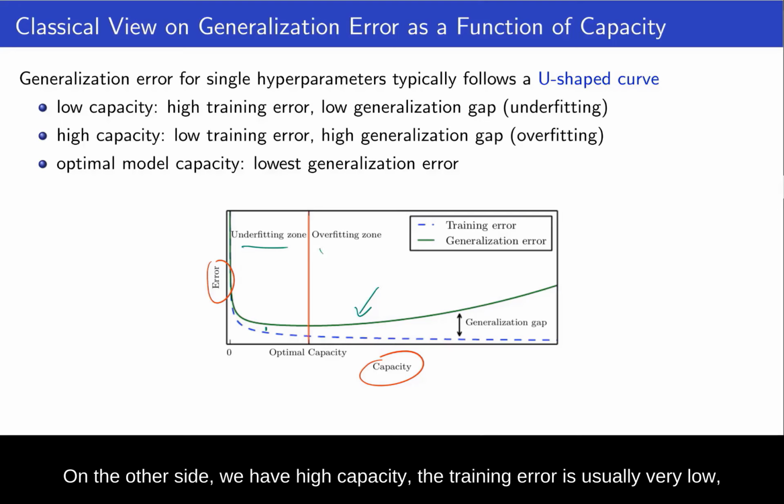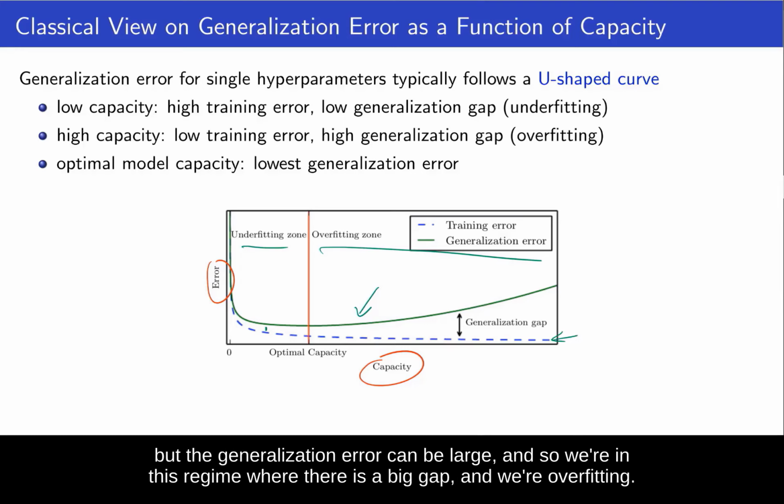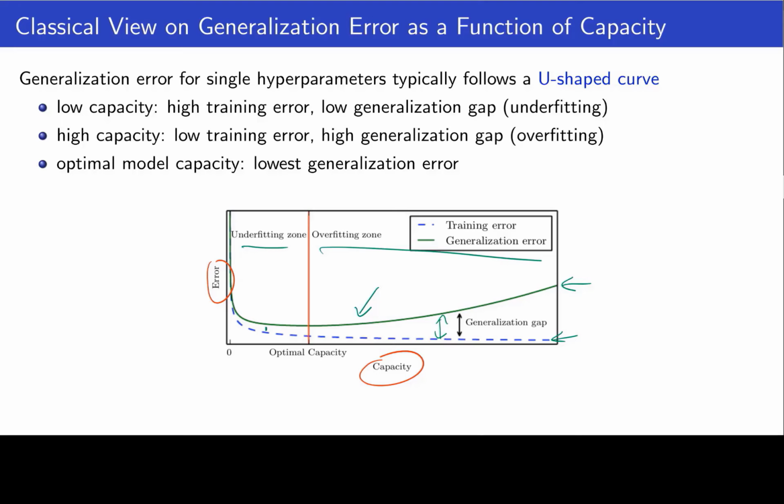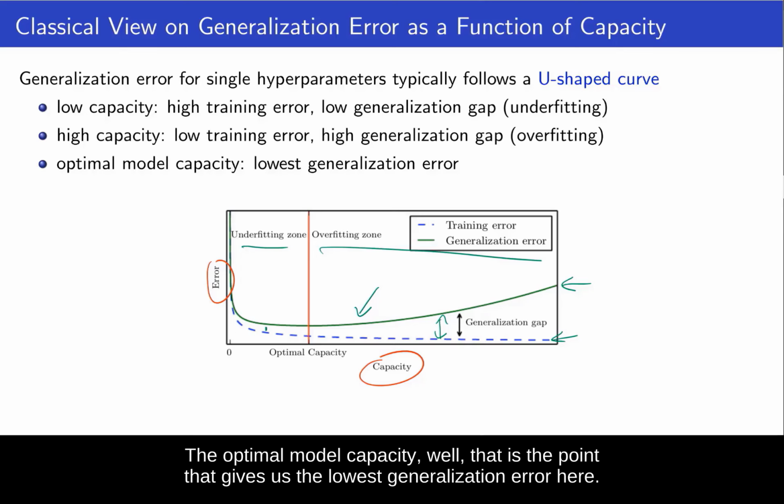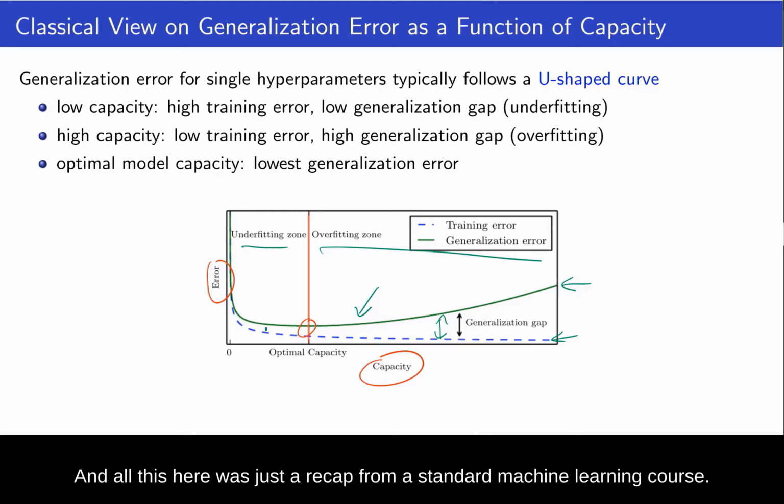On the other side, we have high capacity. The training error is usually very low, but the generalization error can be large. And so we're in this regime where there is a big gap and we're overfitting. The optimal model capacity is the point that gives us the lowest generalization error here. And this was just a recap from a standard machine learning course.